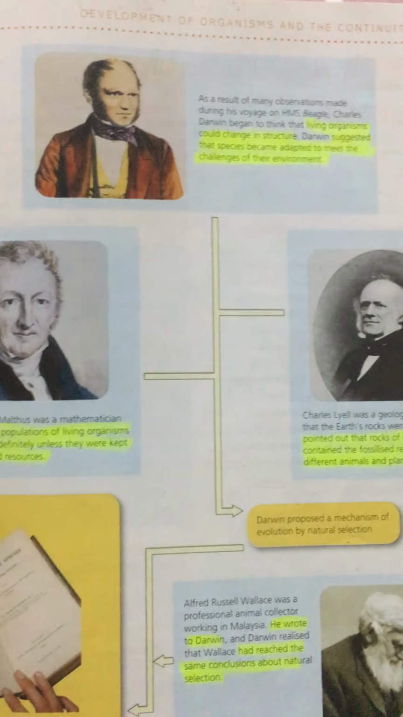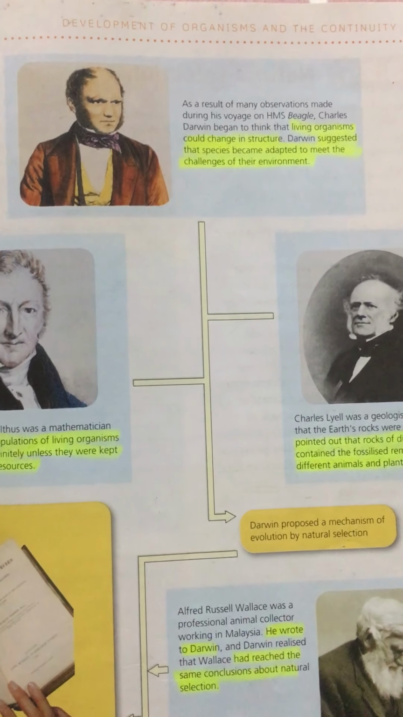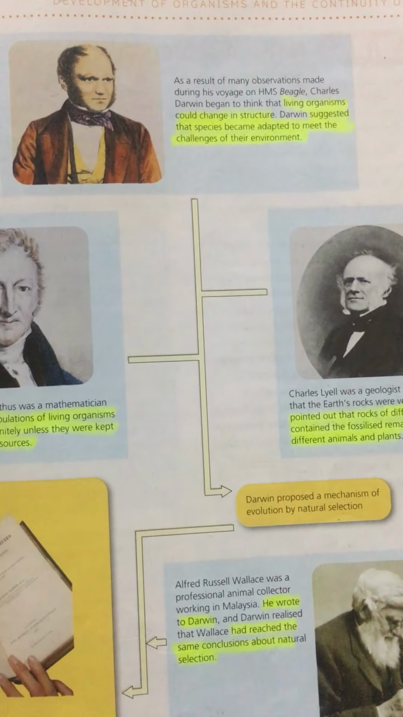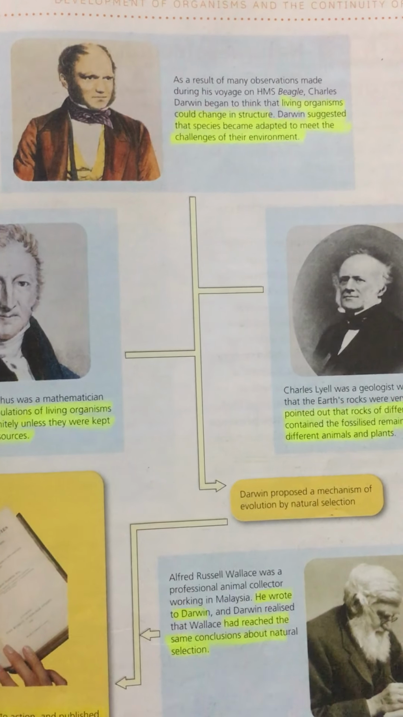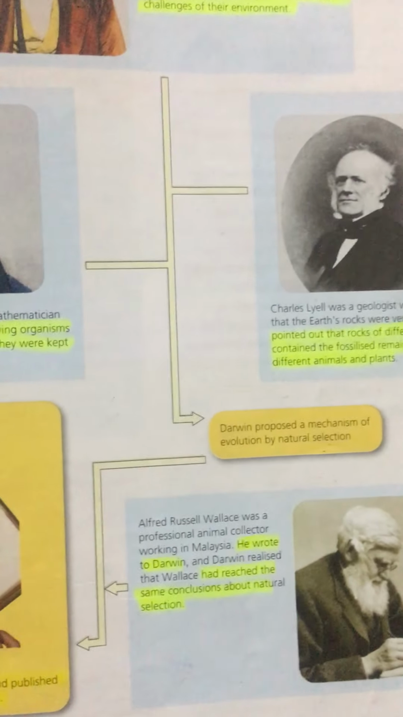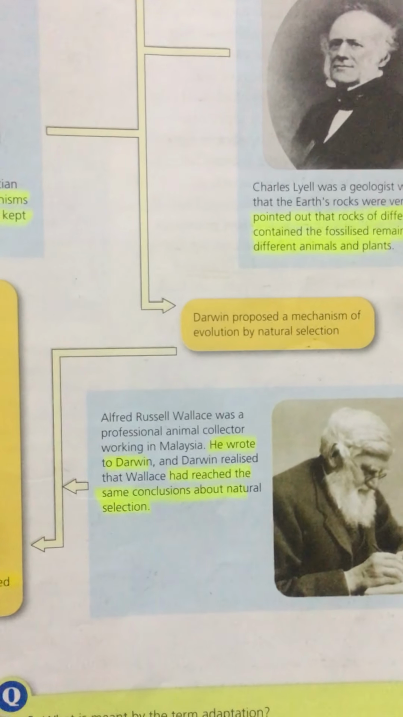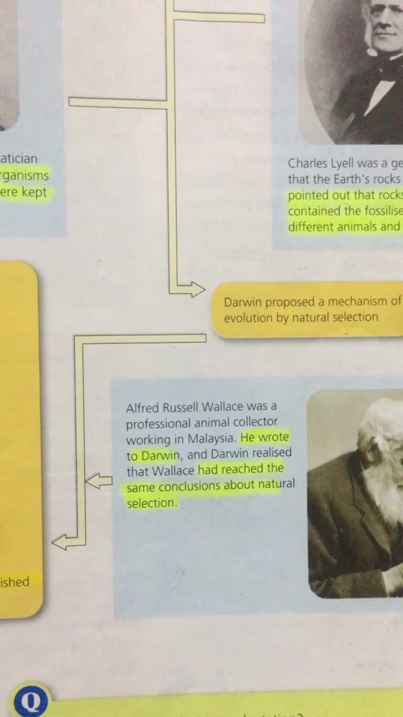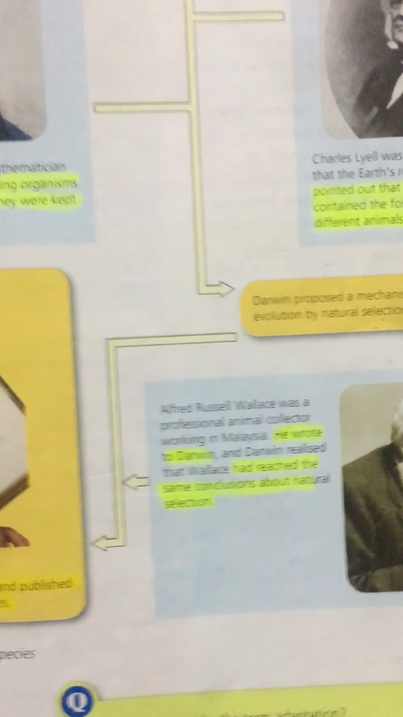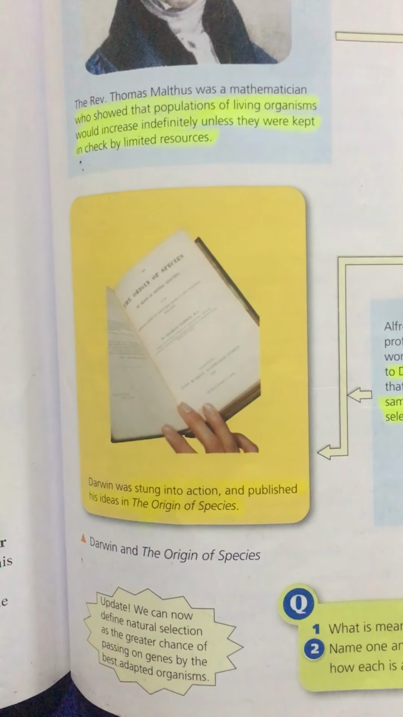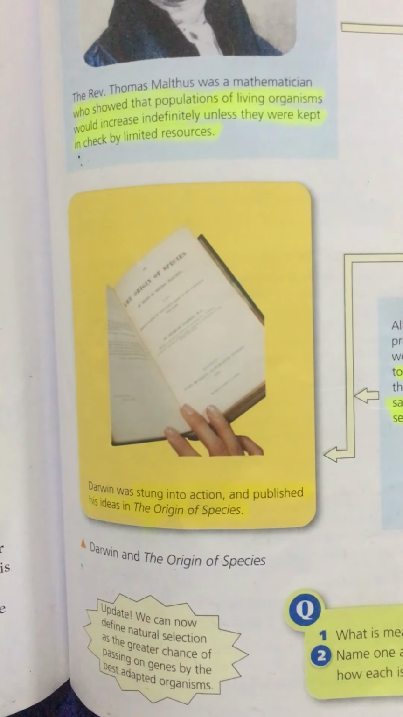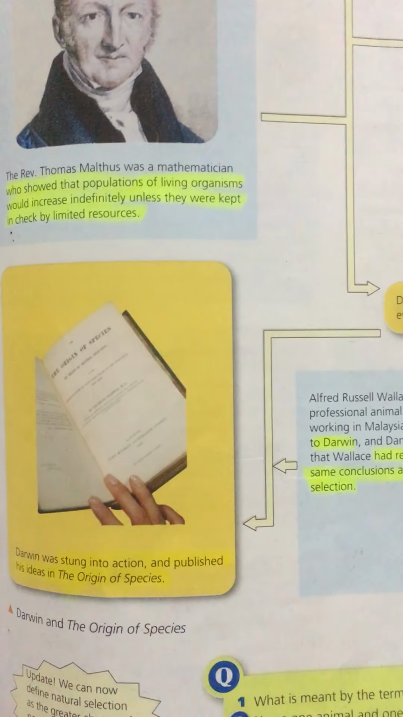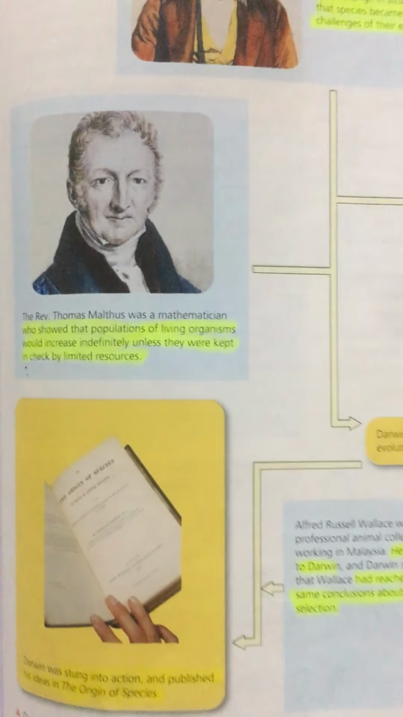So we started with a simple idea, which is that living organisms could change in structure. So he suggested that species became adapted to meet the challenges of the environment. He used two ideas from Charles Lyell and from Thomas. Then Alfred studied all the points in the theory and he had reached the same conclusions about natural selection. So Darwin published his book, which is The Origin of Species. So that's what you have to know from this lesson.